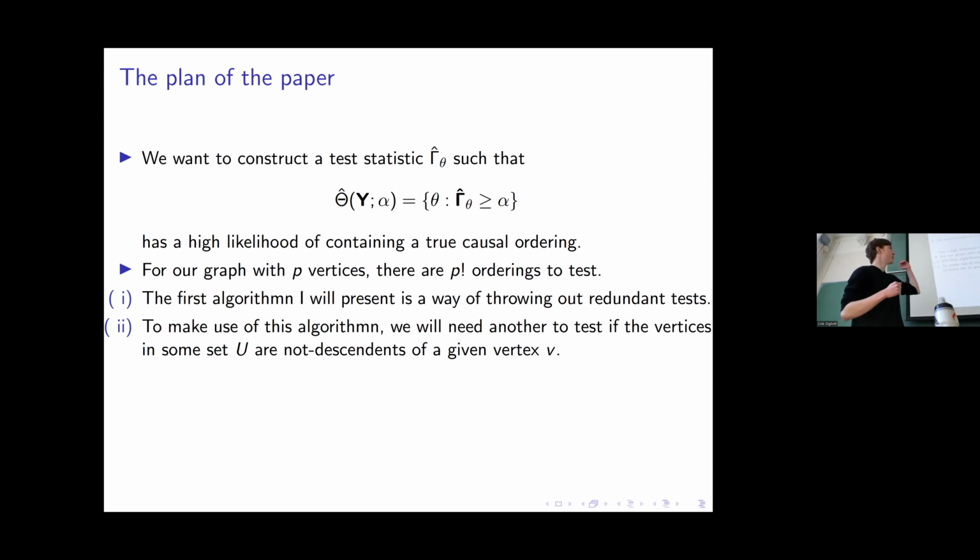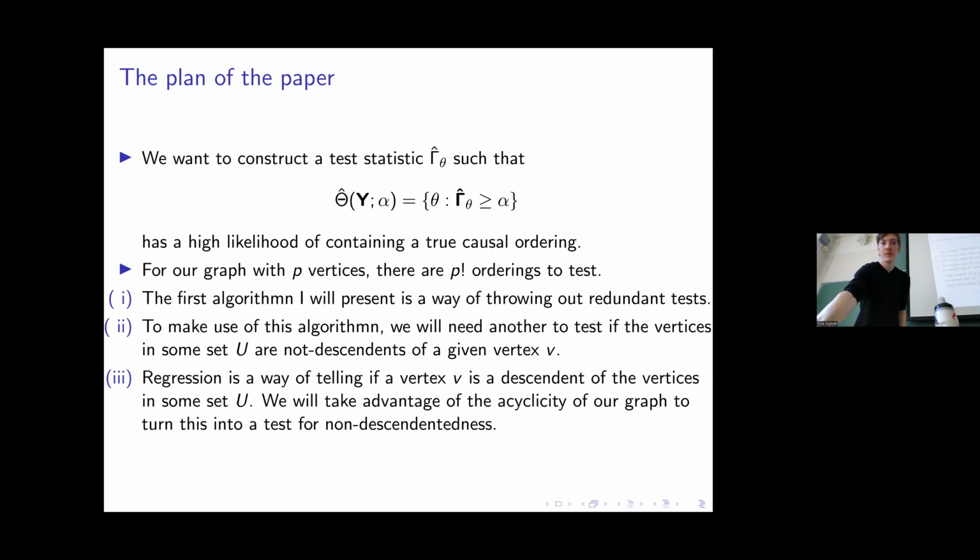So we want to come up with a causal ordering, and so we want to be able to check to see if a set of vertices does not come after a vertex V. Regression is a way of telling if a vertex V is a descendant of some set of vertices U. So we're going to take advantage of the fact that our graph is acyclic and use a regression test like that and turn it on its head to do the other way.